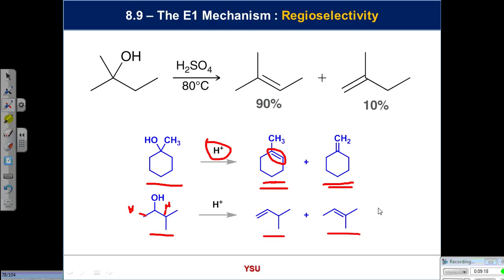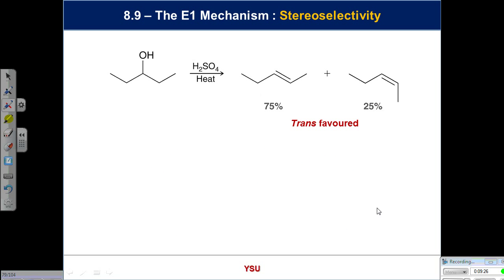So the simple E1s are no problem, but the issue with the E1 is it involves a carbocation, and carbocations can be a bit of a nuisance. There is stereoselectivity as well as regioselectivity. You must be happy with what they both mean. Regioselectivity is where is the double bond? Do I go to the left or the right? Different regions of the molecule, that's regioselectivity. Stereoselectivity is the possibility of having cis and trans in the alkene.